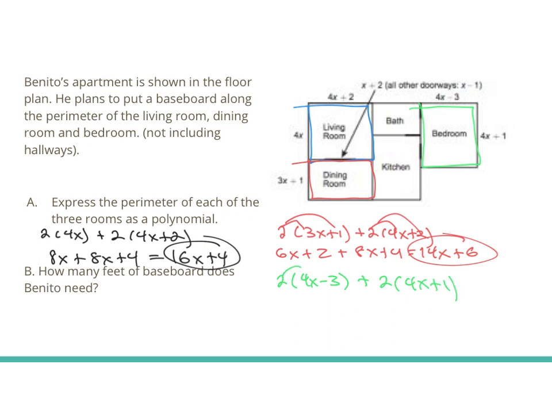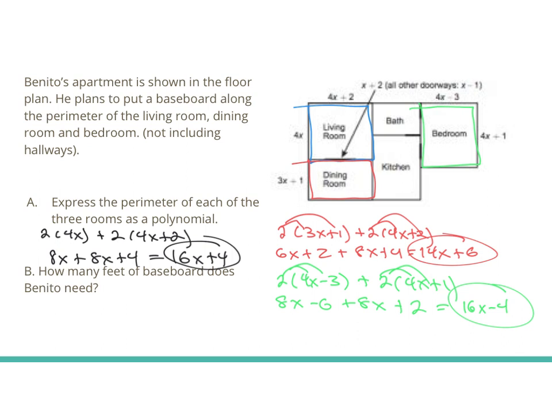Again, we're going to go ahead and distribute our monomial on the outside, and we get 8x minus 6 plus 8x plus 2. And if I combine my like terms together, then we get 16x minus 4 for our perimeter of the bedroom. For part B, to find how many feet of baseboard Benito needs, we need to factor in the fact that each room has a door.